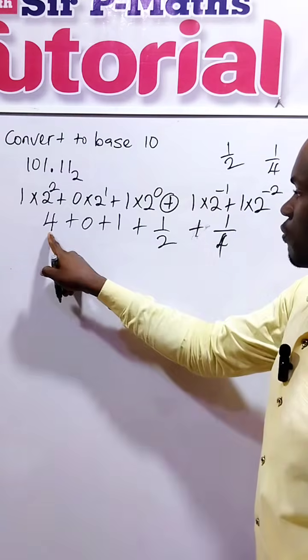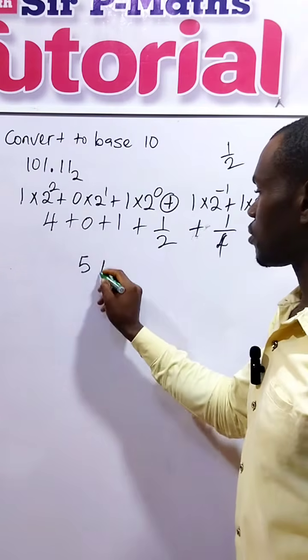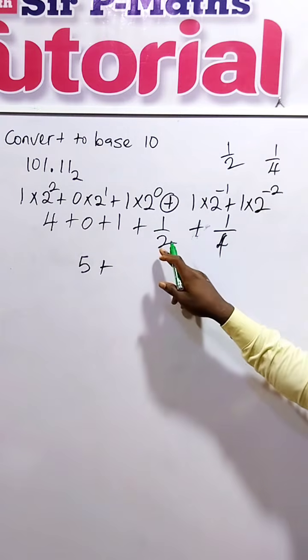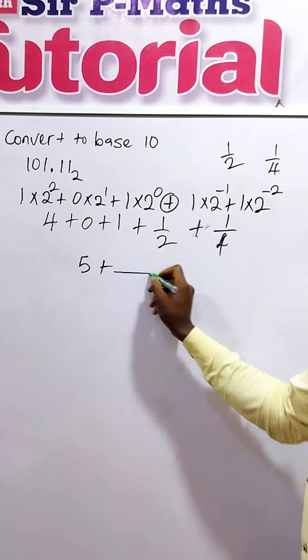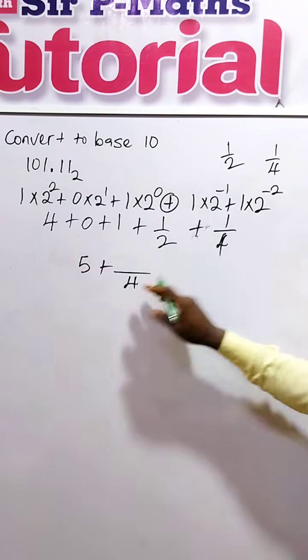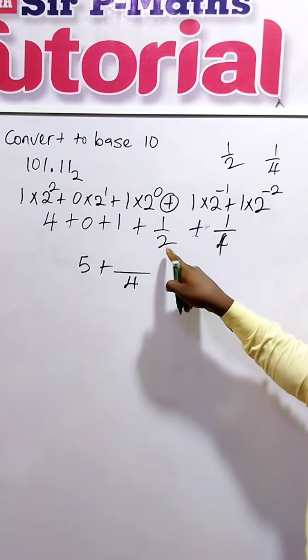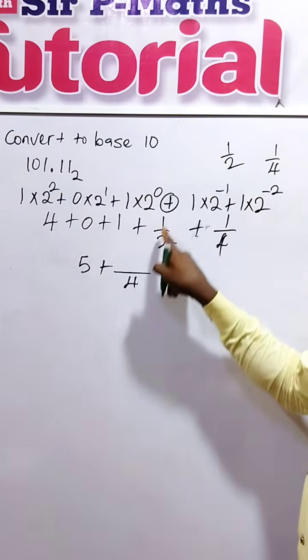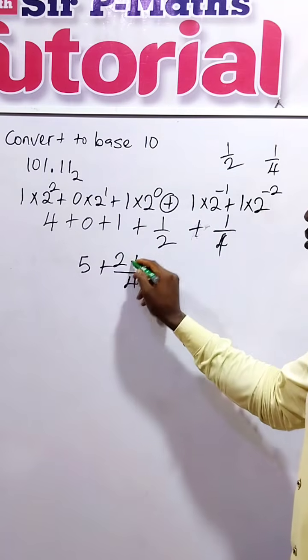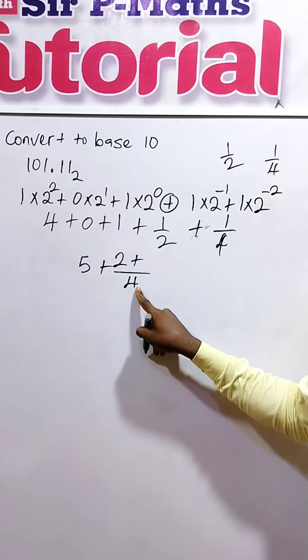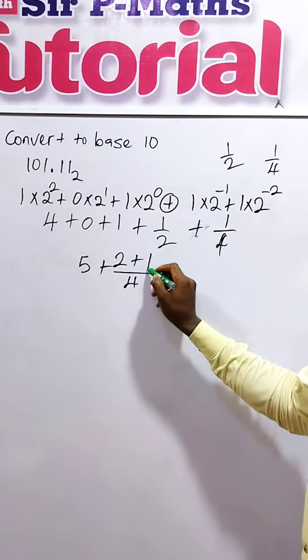Then let's add up. 4 plus 1 is 5. The LCM of 2 and 4 is 4. You know we are adding fractions, so use LCM to add fractions. Now 4 divided by 2 is 2. 2 times 1, we have 2. 4 divided by 4 is 1. 1 times 1, we have 1.